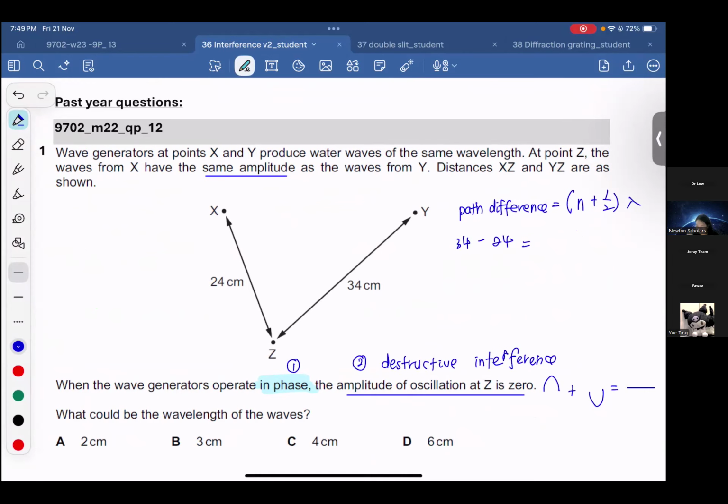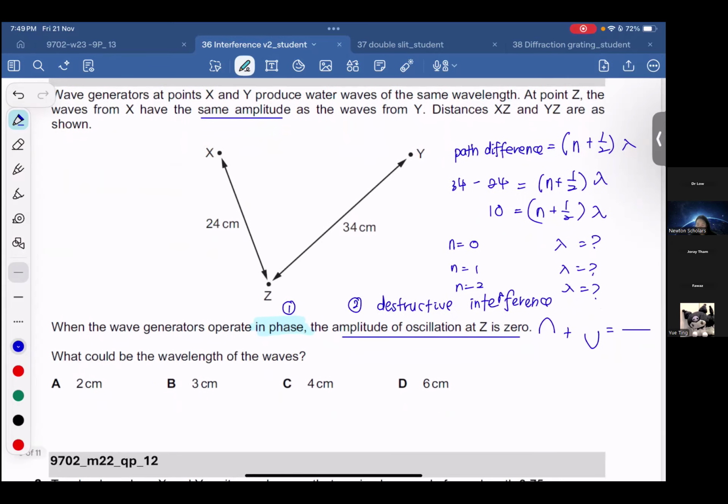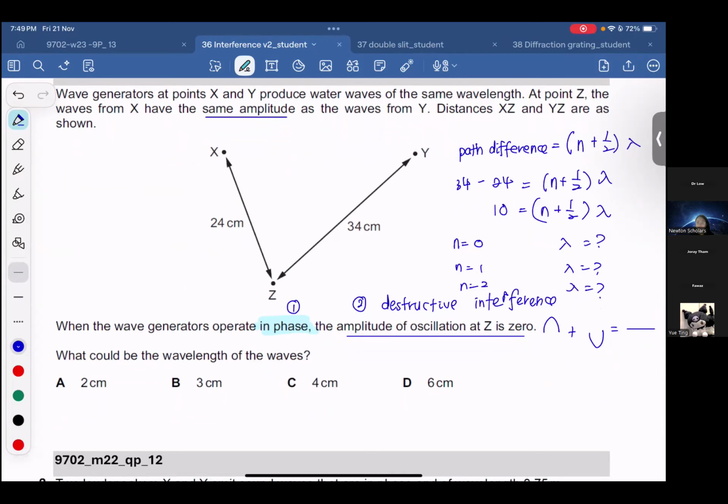Just now I saw the answer. Some of you already answered. Yes, correct, your answer is good. So n plus half wavelength. Here you will get 10 equals n plus half wavelength. What wavelength actually makes sense? You can try when n equals 0, what is your wavelength? n equals 1, what is your wavelength? n equals 2? Check what the possible wavelength is. Jore, correct. Like others, can you try? I already gave you the idea. Fawal, correct. Good job.